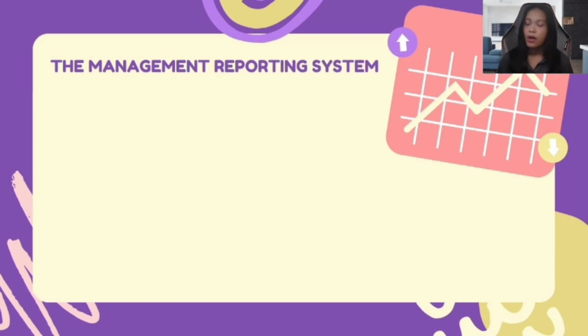As we already know, the financial reporting system generates reports that are used by external or outside users. However, organizations need a management reporting system in order to make decisions internally. So what is the management reporting system?